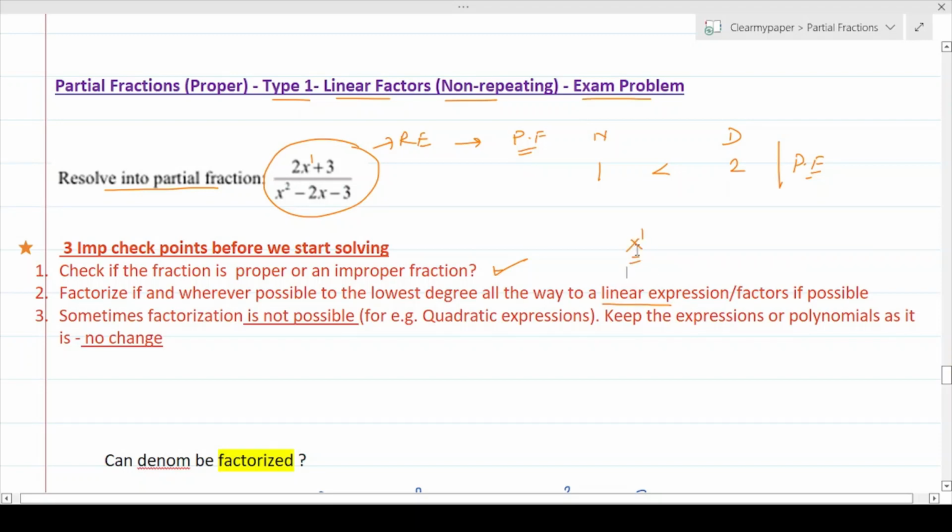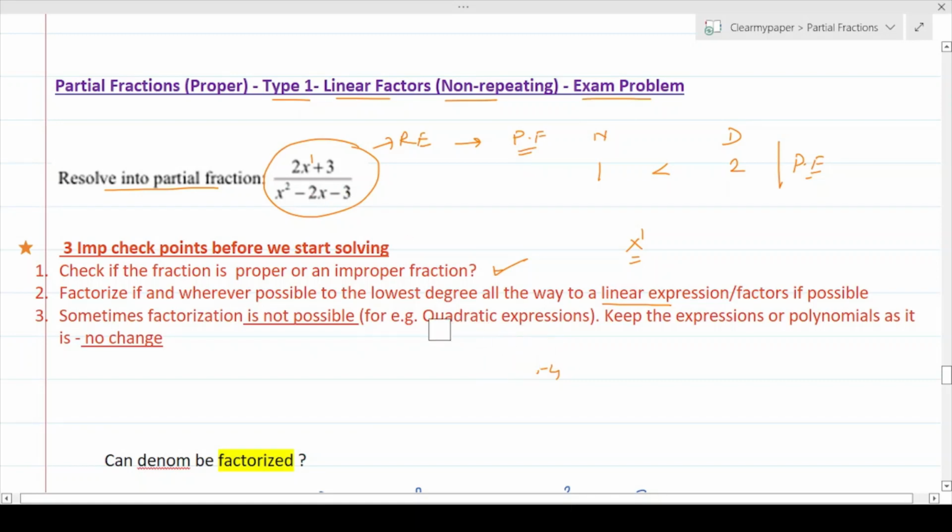The third checkpoint: sometimes factorization is not possible. For example, there could be a quadratic like x squared plus 4, where factorization is not possible, which is what we'll see in type 3. In that case, we do not do anything, we just keep it as it is.